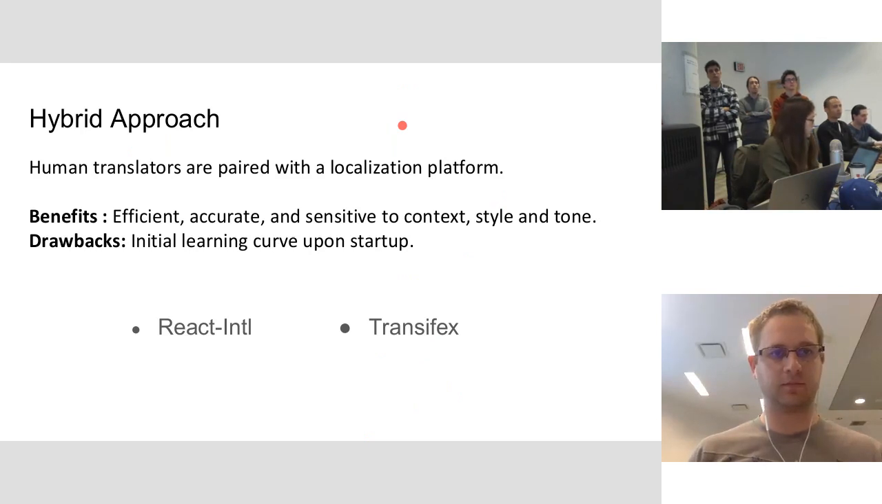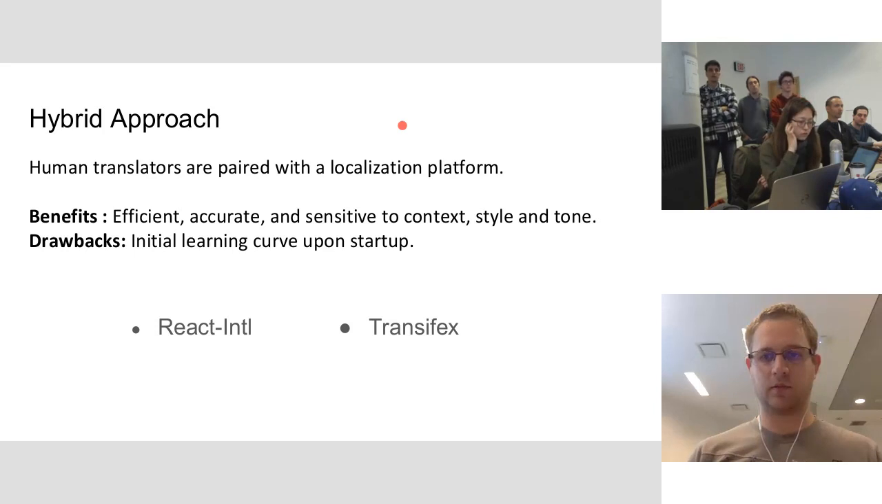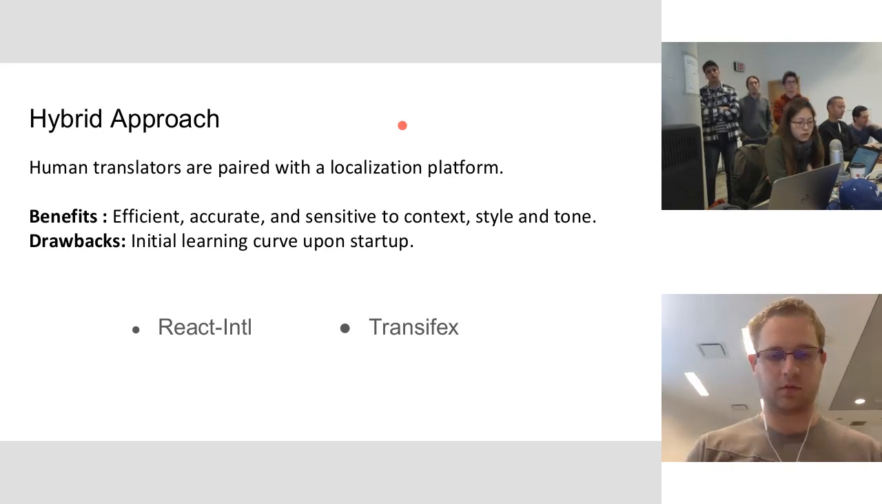So in HTML5, we use the React-Intl library to provide the localization. And we are also using Transifex to upload the original JSON file for translated languages. Using these two, we can provide translations that are efficient, accurate, and sensitive to context, style, and tone.